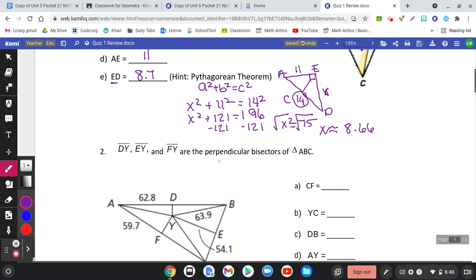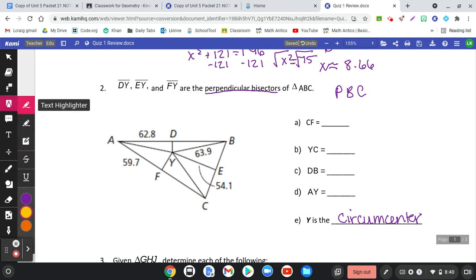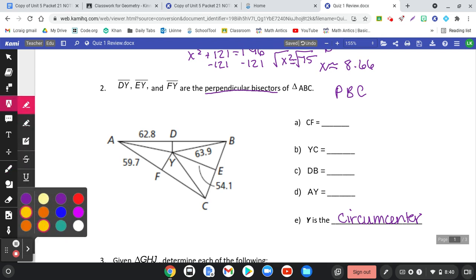All right, so the next one's also dealing with perpendicular bisectors. So perpendicular bisectors, peanut butter cookies, make up your circumcenter again. It might be helpful to make some flashcards for this unit with all these terms. All right, so once again, because we're dealing with the circumcenter, that means that Y is the circumcenter, and it's the same distance to each vertex, to each angle.